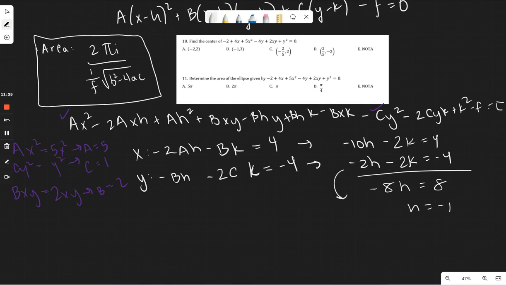Now we just plug this into here, and we get -2 times -1 minus 2k equals -4. So -2k equals -2. Oops, I can't subtract, apparently, because this is just 2. Equals -6, so k equals 3. And now our center is -1, 3.